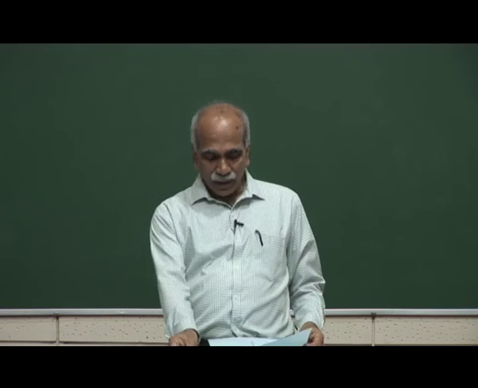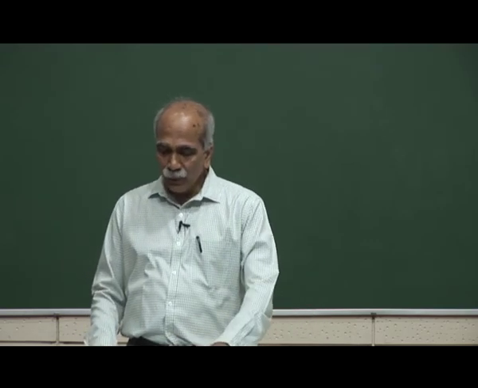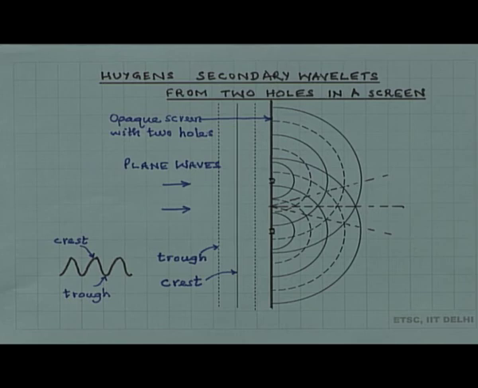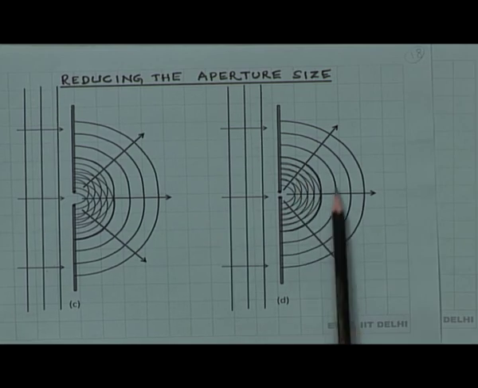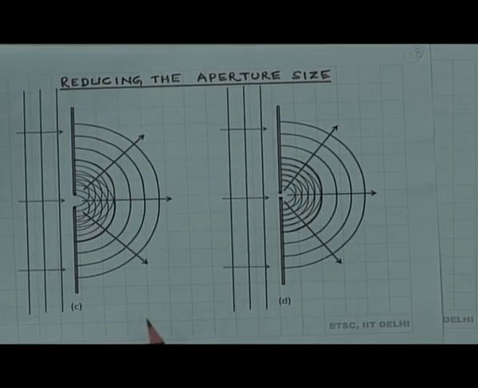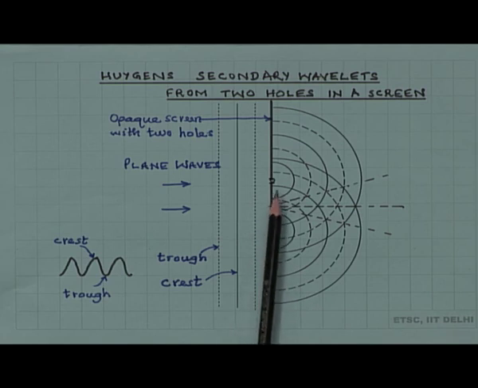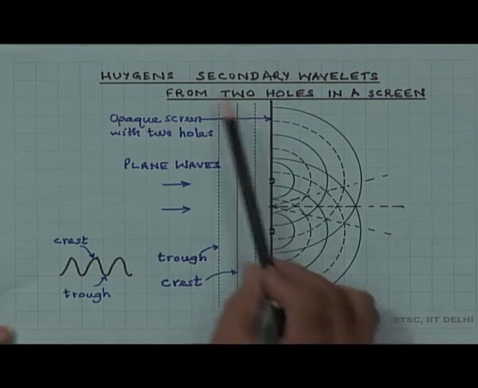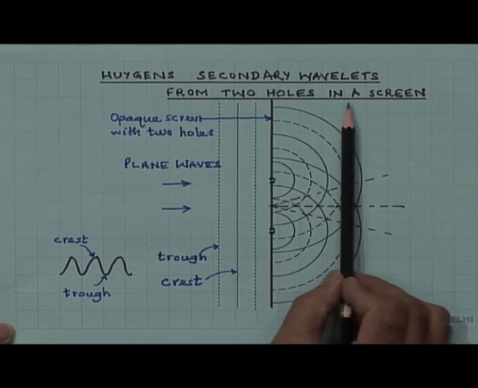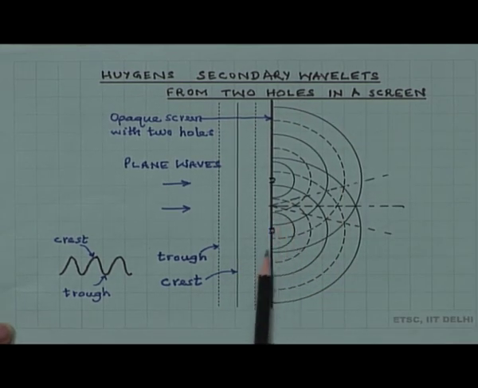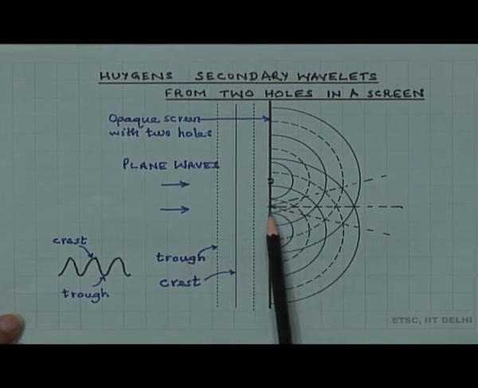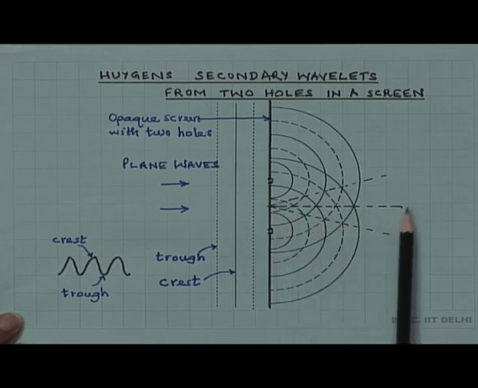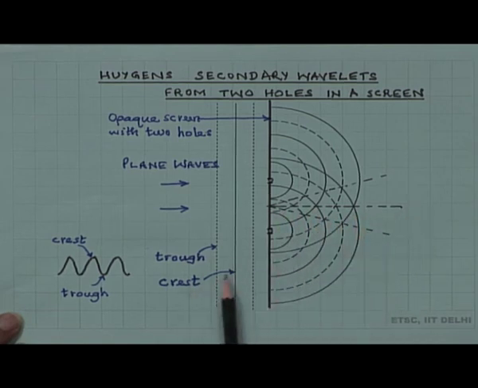So, a further observation here with the two holes. I showed you in the last diagram, there is one pinhole or one small aperture here giving out almost spherical wavelets. And what would happen if there are two holes? Huygens secondary wavelets from two holes in a screen. So, if we draw spheres which are from the two holes, then we observe that there are directions where, so what is shown here, solid line and dashed line.